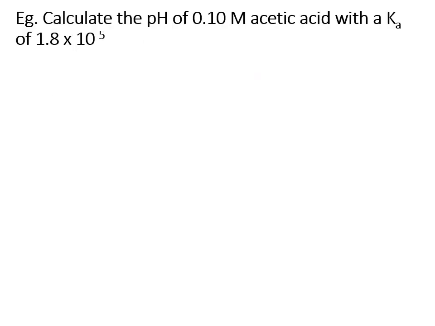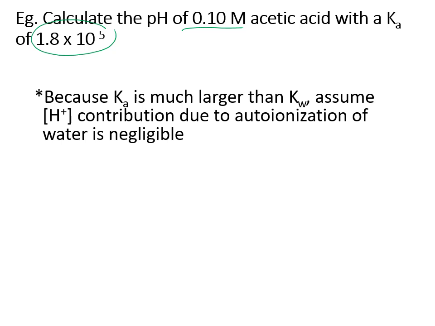So calculate the pH of a 0.1 mole per liter solution. This is acetic acid again, and they're giving us the Ka of 1.8 times 10 to the negative 5. We want to find what the pH is. Now, realize that the pH is going to be based on the concentration of the hydrogen ions.